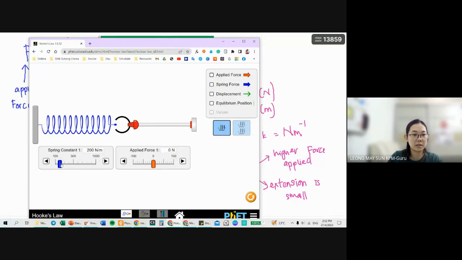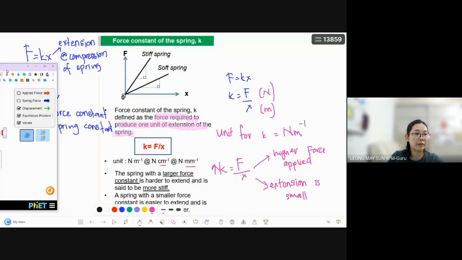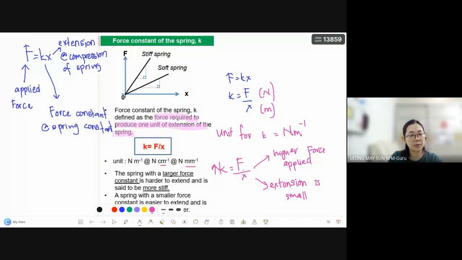Okay, so if you see this particular spring constant right now, I'll show it to all of you. At a spring constant of 200 Newton per meter, if I apply the force of 50 Newton, it's easier for me to remember, the extension is actually 0.25 meter. But if I were to increase it to 400 Newton per meter, the extension actually drops. With the same amount of force, the spring constant becomes higher, the extension becomes lower. All because of the formula here, K equals F over x.